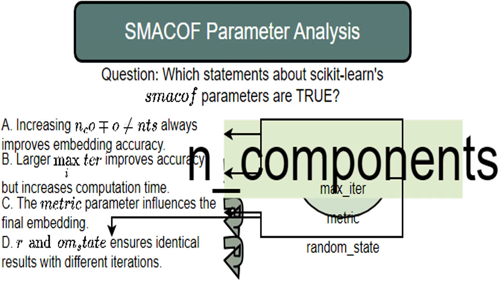This parameter specifies the number of dimensions you want to reduce your data to. For example, if your data is initially in 100 dimensions, and you set n_components equals 2, then the algorithm will try to represent the data in just 2 dimensions. Increasing this number doesn't automatically mean better results. It could lead to overfitting.